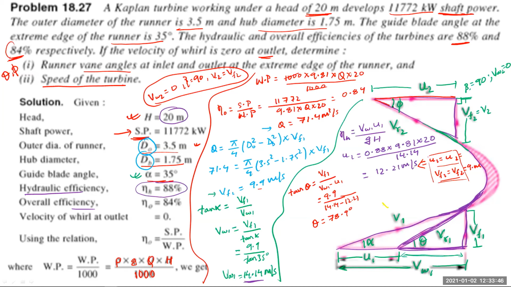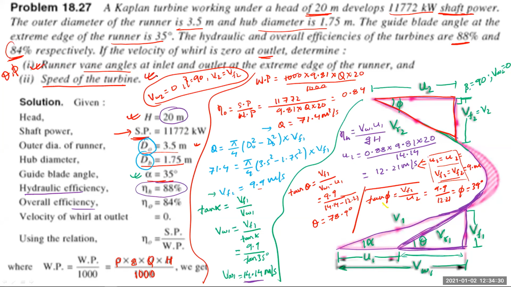Now, in the triangle on the outlet side, you can see tan phi. What is tan phi? Tan phi equals perpendicular, that is VF2, divided by base, that is U2. Both the values are known to you, 9.9 divided by U, that is 12.21. When you solve, you will get phi equals 39 degrees. So this is your theta and phi, the first part of this question.